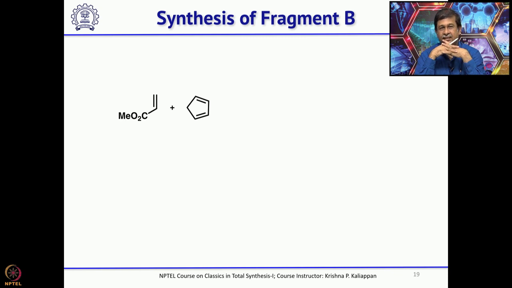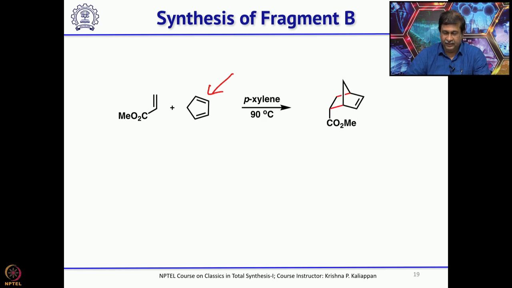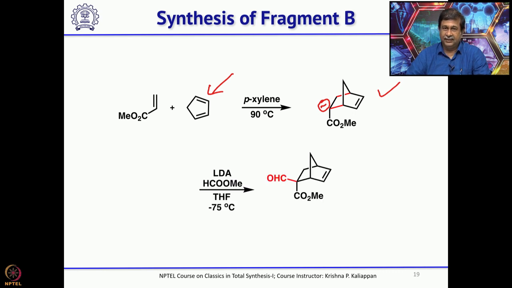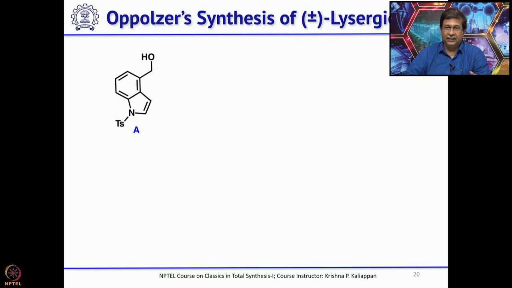What he did was, first he took methyl acrylate and then treated with cyclopentadiene to get this bicyclic compound through Imino-Diels-Alder reaction. Then he deprotonated this carbon because that is attached to ester, then quenched with methyl formate. Basically what he had done is he has introduced an aldehyde here. Okay. So why he has introduced this aldehyde? I'll tell you.